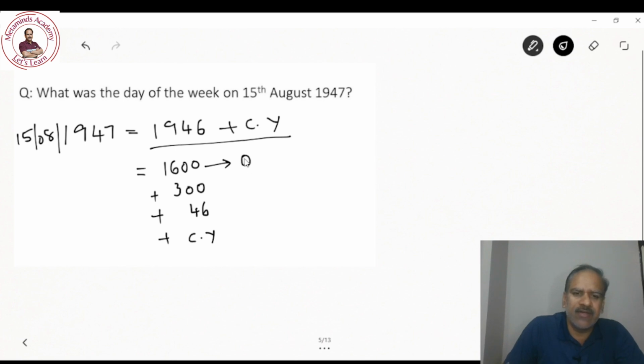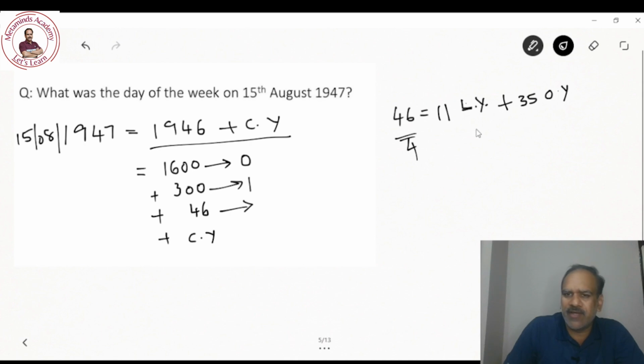1600 years has 0 odd days, 300 years has 1 odd day, 46 we need to count. 46 years, again we have to break this into the number of leap years. You divide it by 4, you will get 11. So 11 leap years plus what is the remaining? Remaining is, you subtract 46 minus 11, you will get 35. 35 ordinary years.